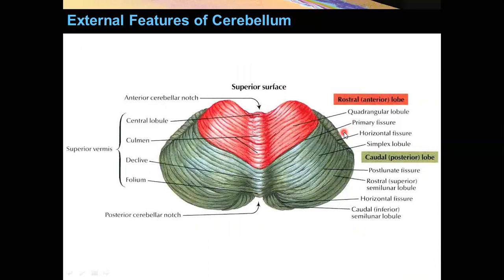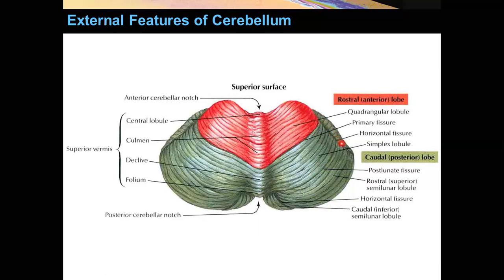Okay, we have seen this picture. The superior vermis contains the central lobule and culmen, which belong to the anterior or rostral lobe, and the declive and the folium, which belong to the posterior lobe. Again, here is the primary fissure separating the rostral lobe from the posterior or caudal lobe.